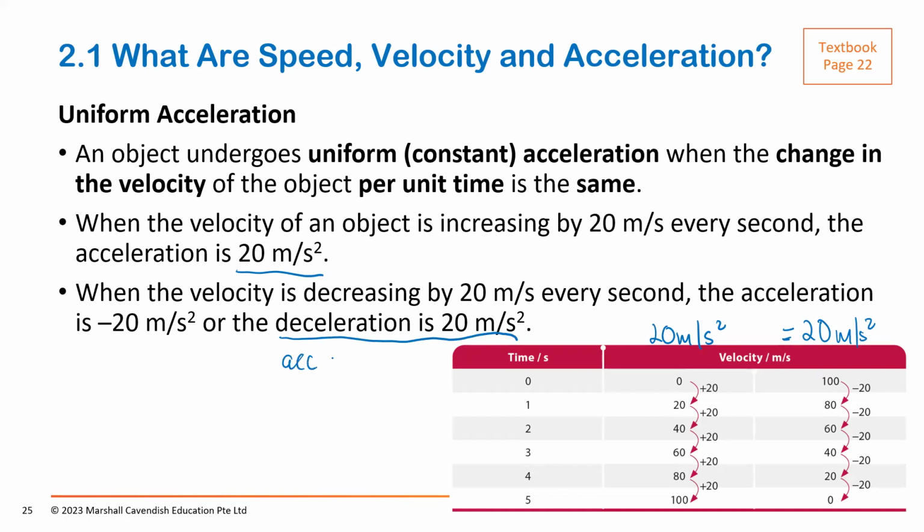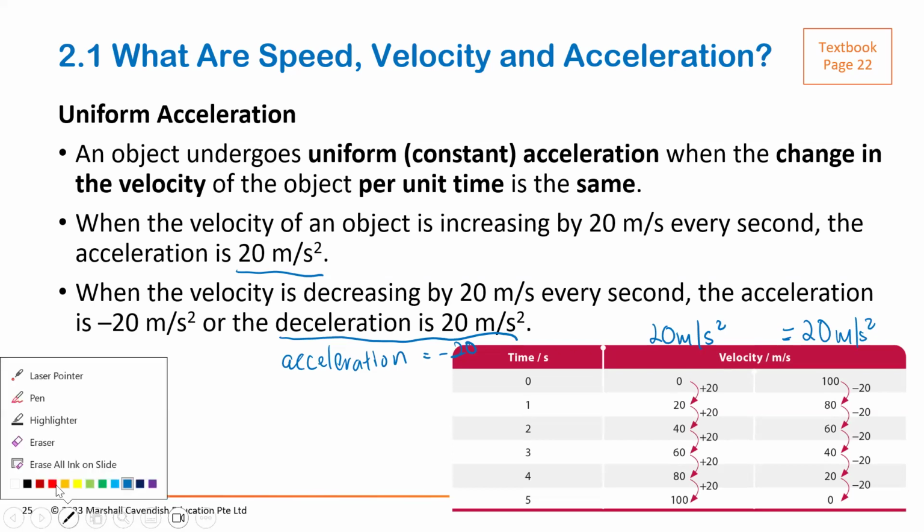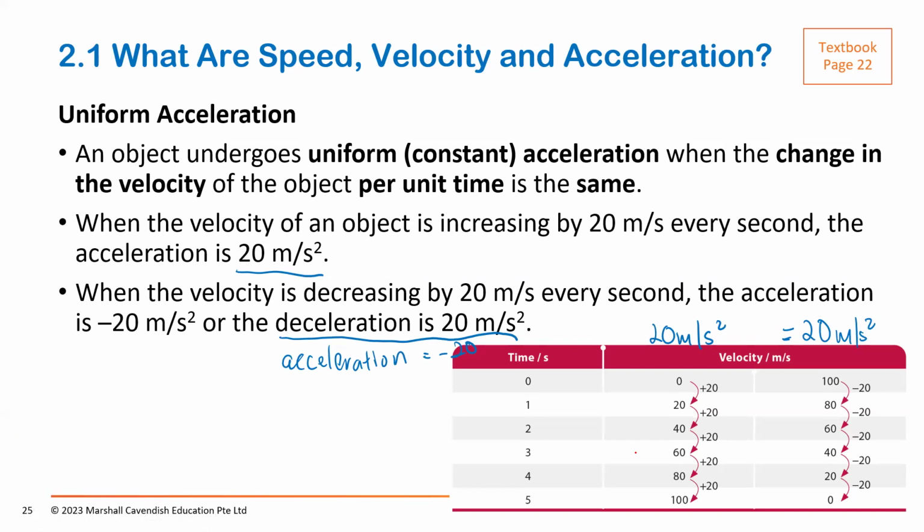Right down here, you can see that the acceleration is minus 20, or we can say that the deceleration is 20, because the word deceleration already considers the minus sign. Deceleration and acceleration are opposite. So acceleration of minus 20 means deceleration of 20. Okay, so I give you more examples over here. You can use them interchangeably.